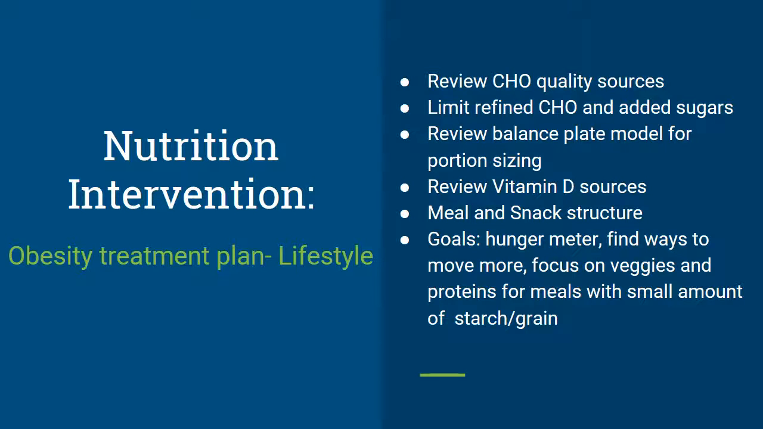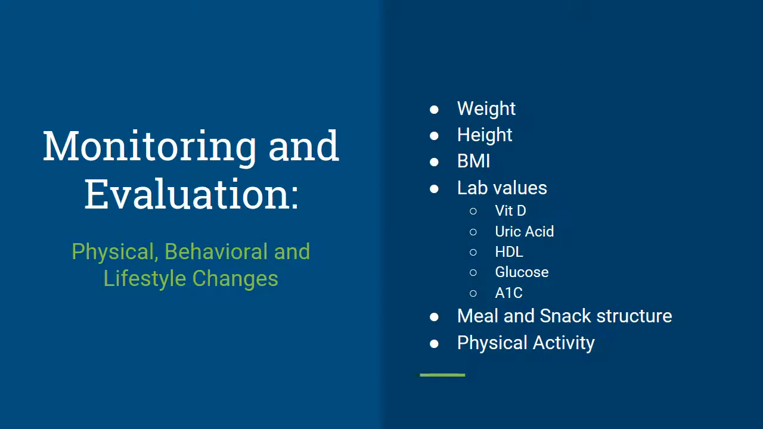Intervention also includes meal and snack structure, as well as goals, which include recognizing hunger and how hungry you are using a hunger meter, finding ways to move more by increasing physical activity during the day, focusing on vegetables and proteins for meals with small amounts of starches and grains. Monitoring and evaluation, looking at physical, behavioral, and lifestyle changes is the focus versus weight loss for the pediatric obese patient.